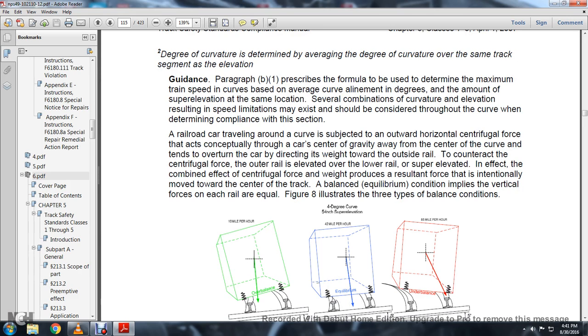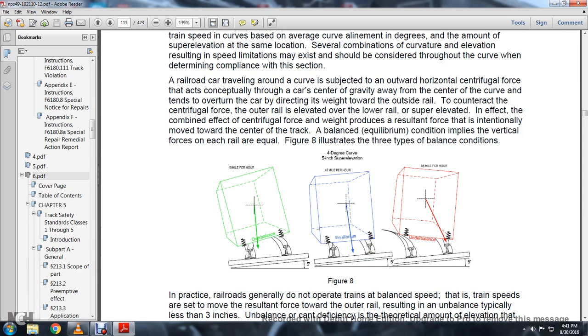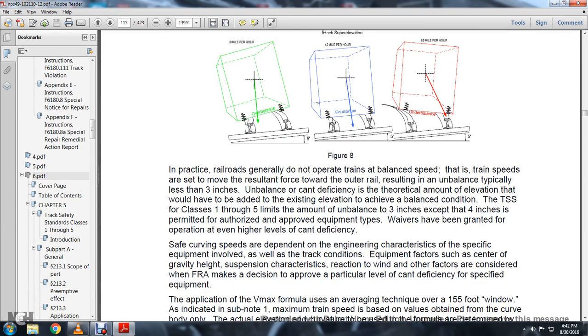A railroad car traveling around a curve is subject to an outward horizontal centrifugal force. The car's center of gravity tends to overturn it, directing the weight toward the outside rail. To counter the centrifugal force, the outer rail is elevated over the lower rail, which is superelevation. The combined effect of the centrifugal force and weight puts the resultant force toward the center of the track. A balanced equilibrium condition implies the vertical forces on each rail are equal. Figure 8 illustrates three types of balance conditions for a 4-degree, 5-inch superelevation curve: overbalance, equilibrium, and underbalance.